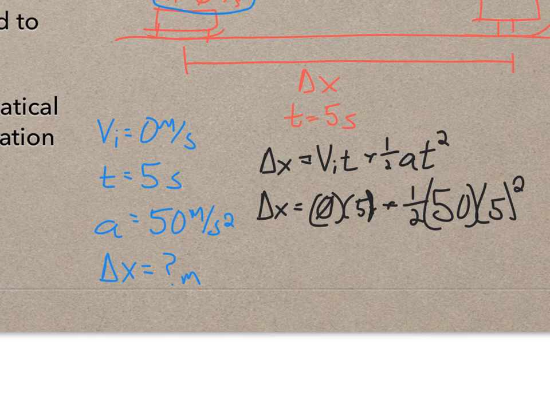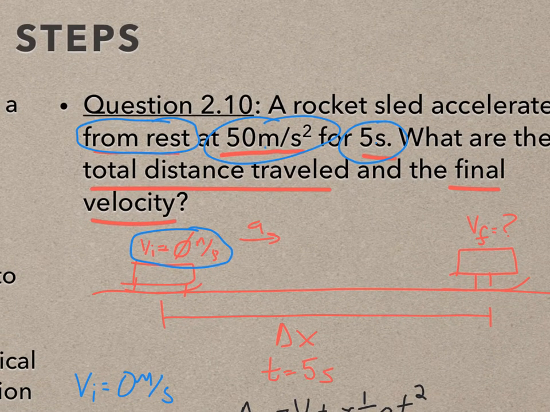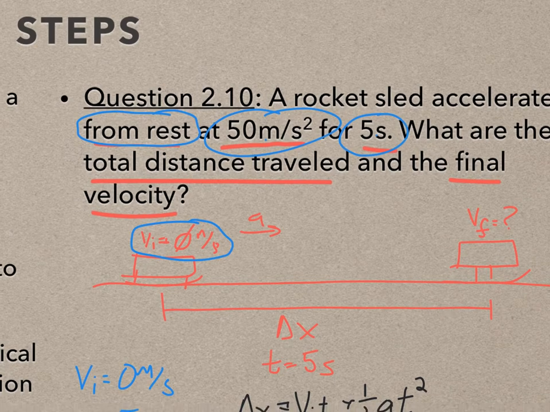Okay, so 0 times 5, well, that's 0, so basically that value goes away. And that equals 1/2 times 50, so that is 25, times 5 squared. 5 squared is 25, so this is the same thing as 25 times 25, which is 625. And it's a displacement, so that is in meters. Okay, so that is my first answer. What's the distance traveled? Second one, what is my final velocity?